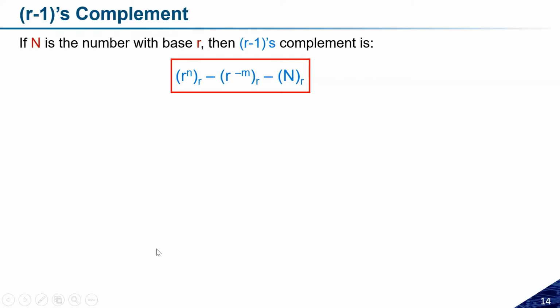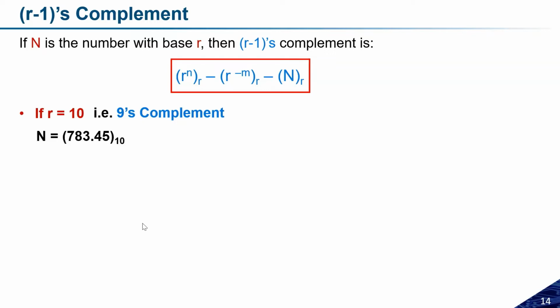Now let us consider some examples and calculate the r minus 1's complement for some number systems. Let us consider the base r equal to 10. Base equal to 10 means r minus 1 will become 9, so it is the 9's complement. Let us calculate the 9's complement of a number. Let us consider the number 783.45 in the decimal number system.